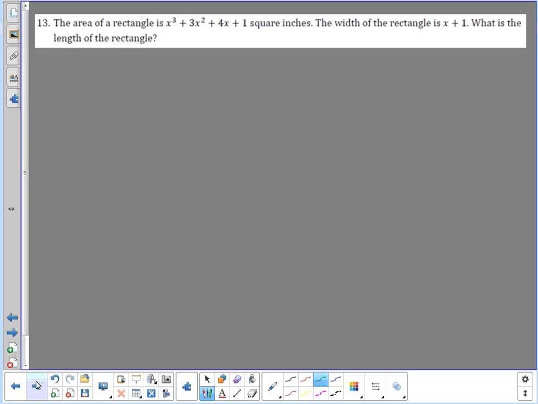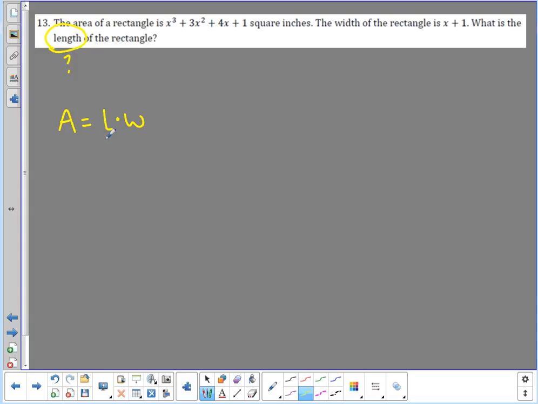Number 30, it says the area of a rectangle is x cubed plus 3x squared plus 4x plus 1 square inches. The width of the rectangle is x plus 1. What is the length of the rectangle? So I'm told area of a rectangle. I know that area is length times width. I know the area, I know the width. My question is the length.